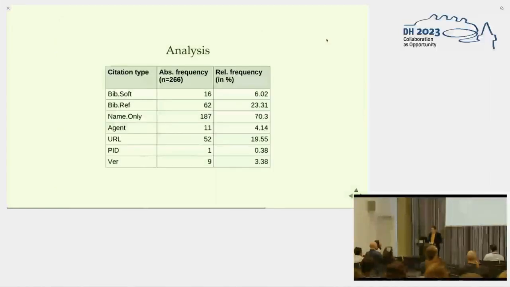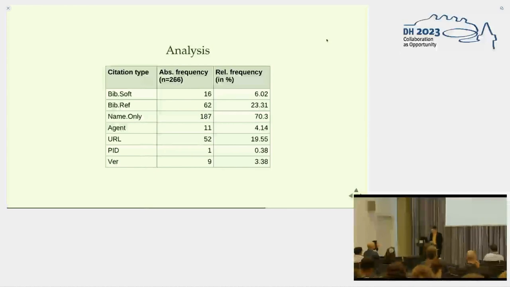Now I come to the results of our analysis. Here you see a table showing the different parts of the citation information and their absolute frequency in the abstracts as well as their relative frequency. Now I have to explain that as software is often mentioned multiple times in the abstracts, we decided to count each occurrence of a type only once. The abstracts are short, so if there was one mention of the agents or one mention of the version, this criterion counted as met. And if it occurred a second time, we didn't count it again.